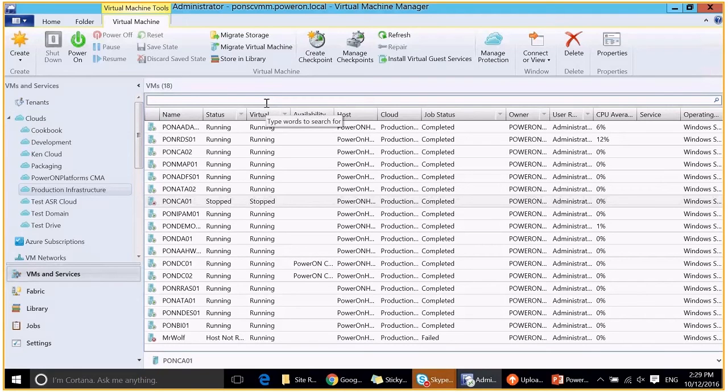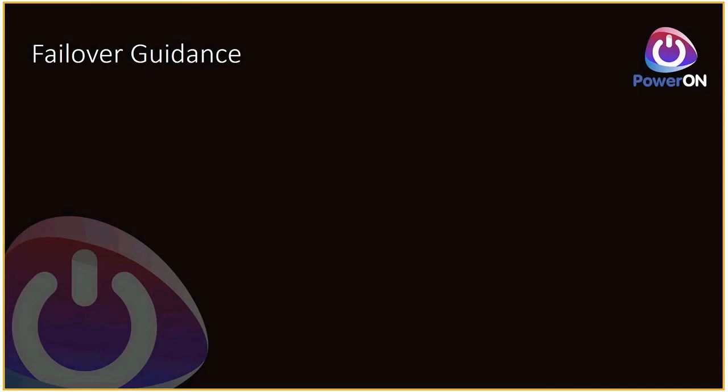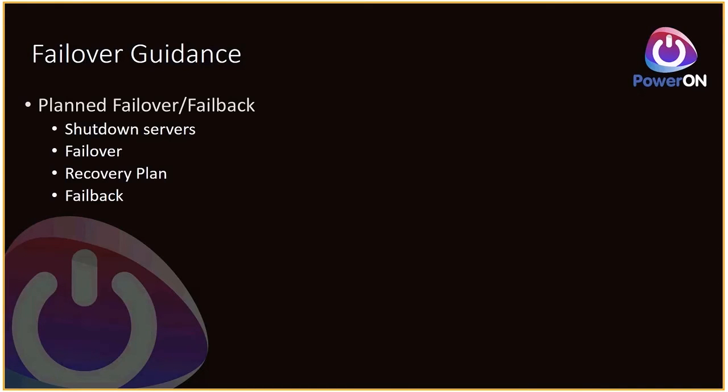So for failover, for basic guidance, if you have a planned failover, you want to shut down your VM first. Then you do the failover, because otherwise Site Recovery will try to shut it down for you. And it triggers the recovery plan. So in the recovery plan, you can have everything I mentioned scripted and automated.